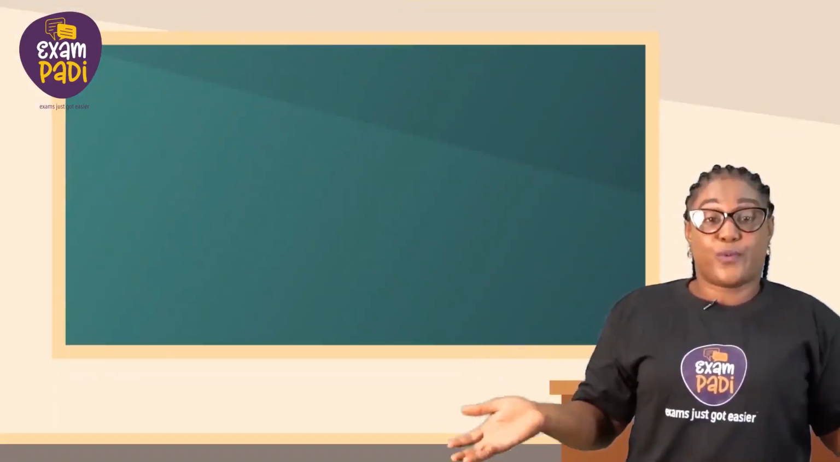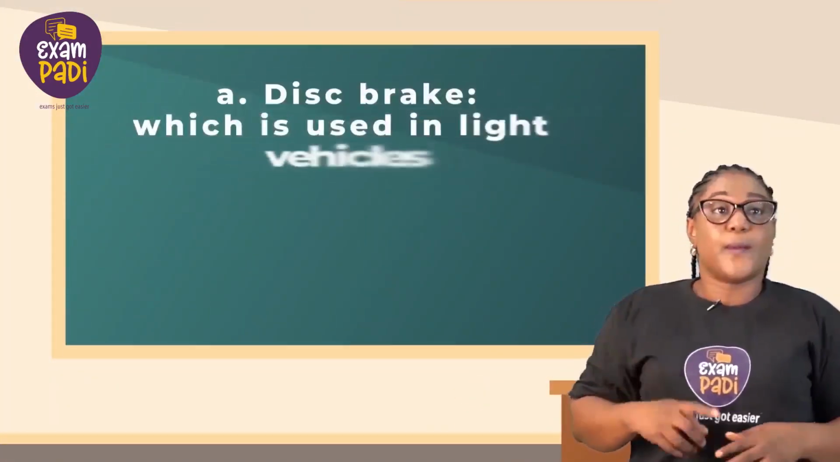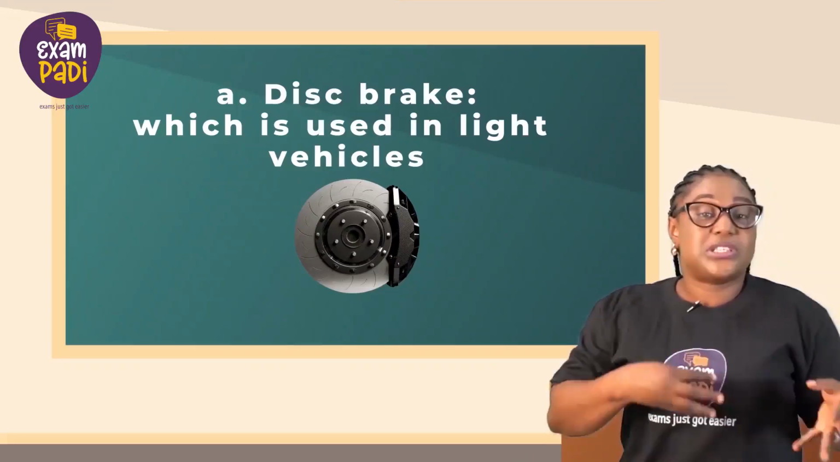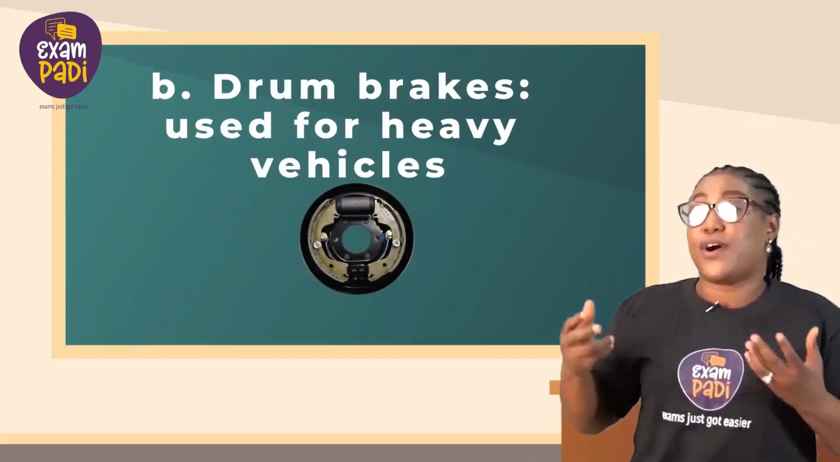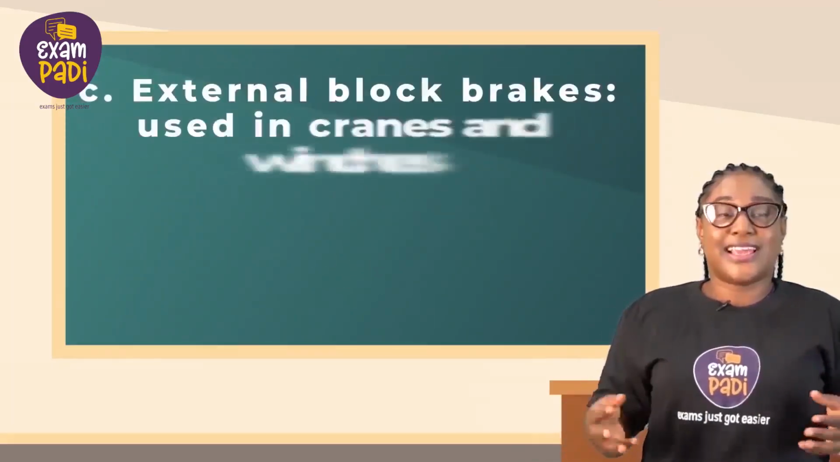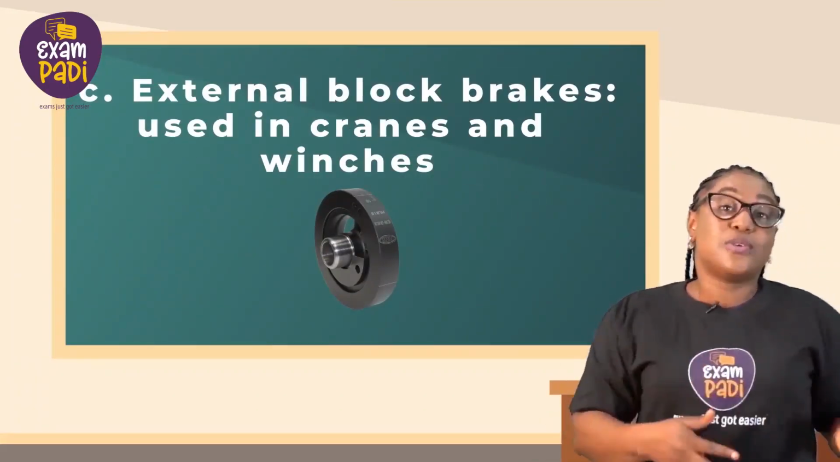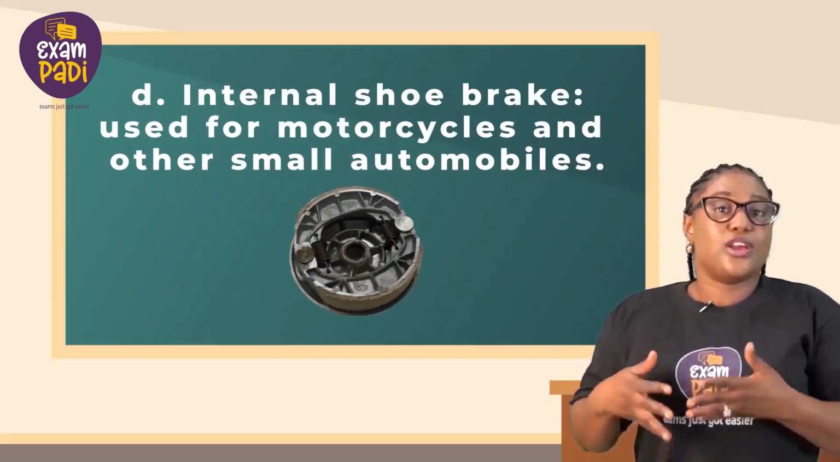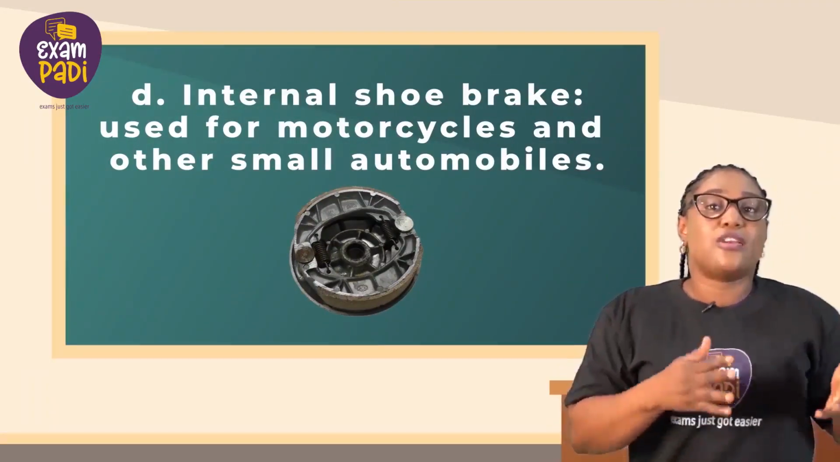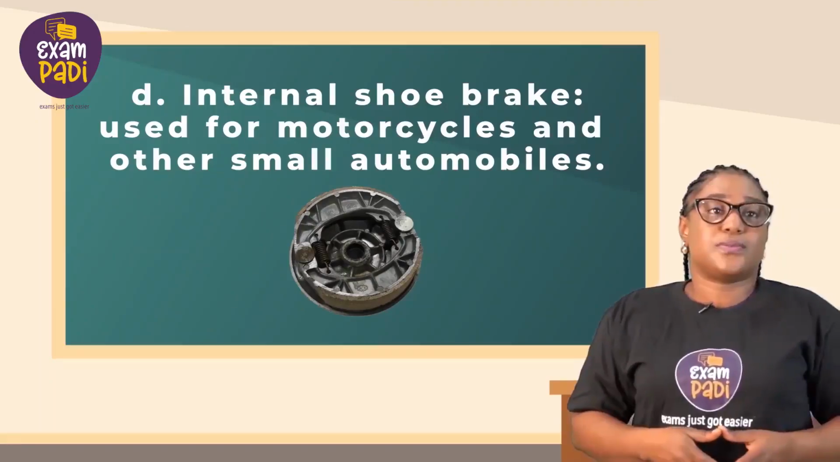The different types of brakes include A. Disc brake, which is used in light vehicles. B. Drum brakes, used for heavy vehicles. C. External block brakes, used in cranes and winches. D. Internal shoe brakes, used for motorcycles and other small automobiles.